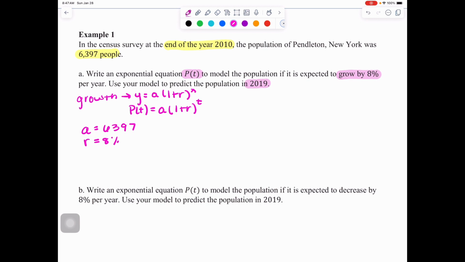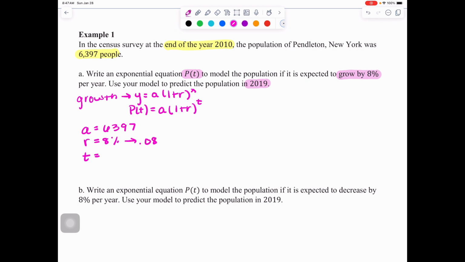But just like we've discussed before, you do not put the percent in the formula. You need to change it to a decimal. So what I'm actually putting in the formula is going to be 0.08. Remember, move the decimal place 2 places to the left, or in other words, you're dividing by 100. And then x, usually in the formula, is now going to be t. And so t, we have to figure out.